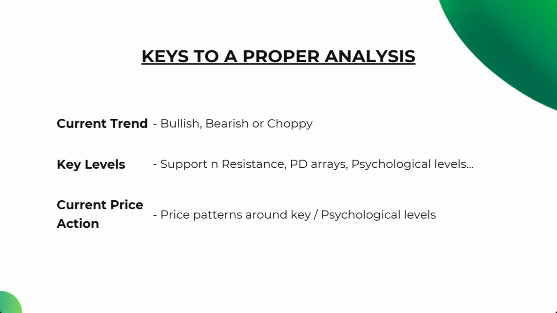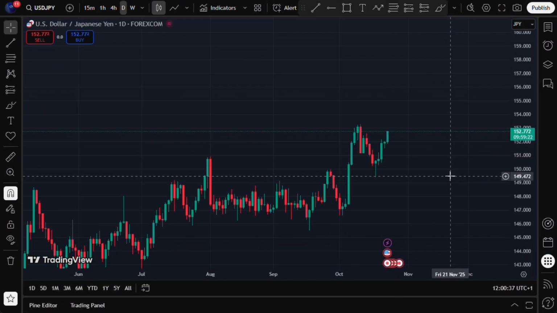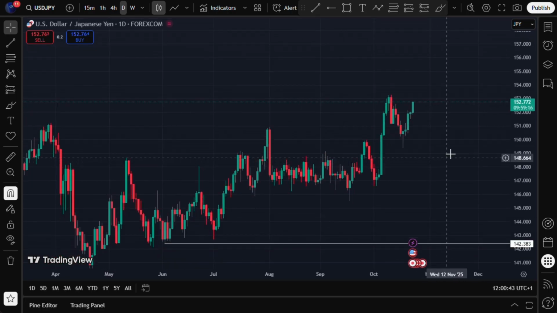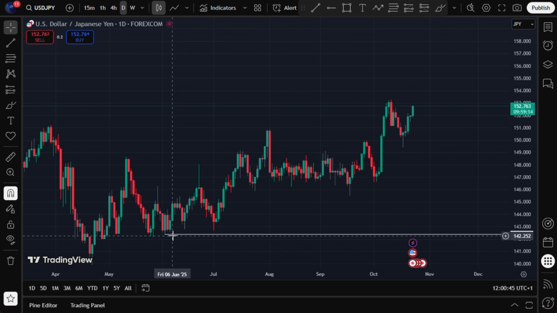Now we are going to move right into our trading view and look at a live price chart and see how we can combine these three key approaches to carry out proper analysis. So for demonstration purposes, we have the USD JPY chart right here, and this is a live price chart, and we are going to try to carry out our proper analysis.